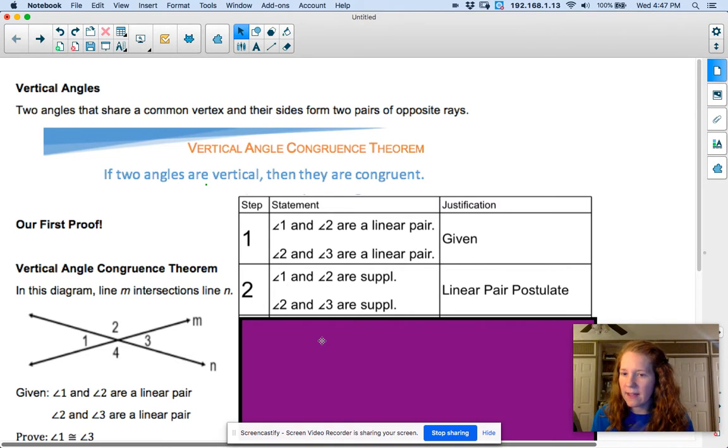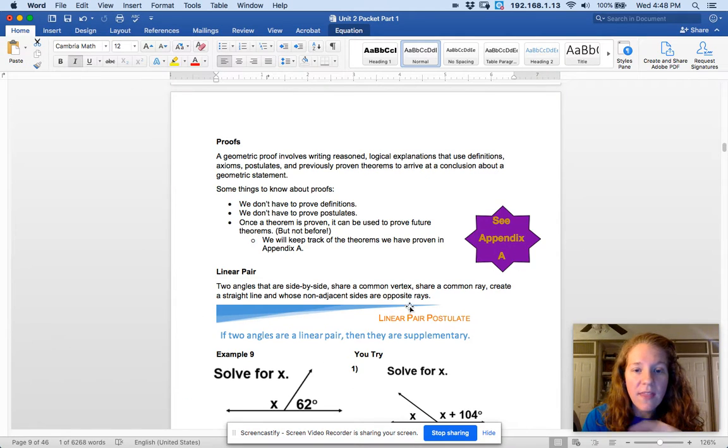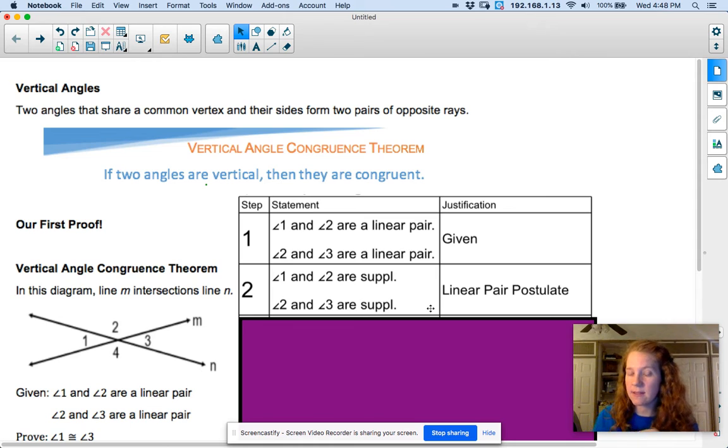I abbreviated that. It doesn't matter. And then angle 2 and angle 3 are supplementary. Again, I can have those 2 statements in the same step because they have the exact same justification, which is the linear pair postulate. If we go back and look at that linear pair postulate, it says if 2 angles are a linear pair, then they are supplementary. So that's why we're able to say this.